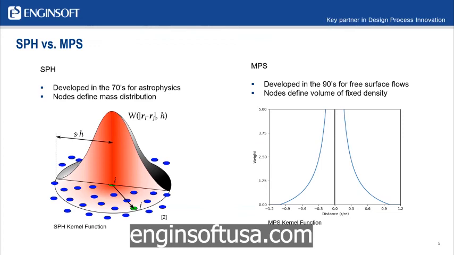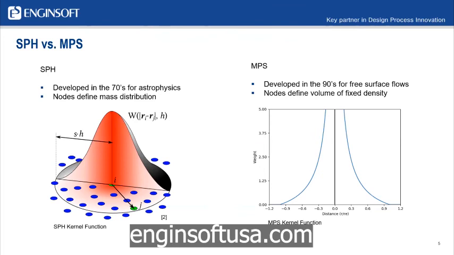Then you can track those nodes through space and take the superposition of all of the nodes' distributions to get your overall mass and volume and then density distribution. So this is really good for highly compressible fluids. It's been adapted somewhat for weakly compressible fluids, although there are stability issues when you do that.